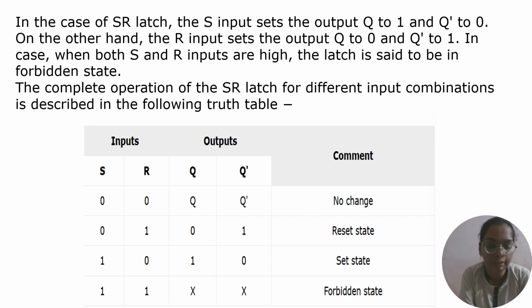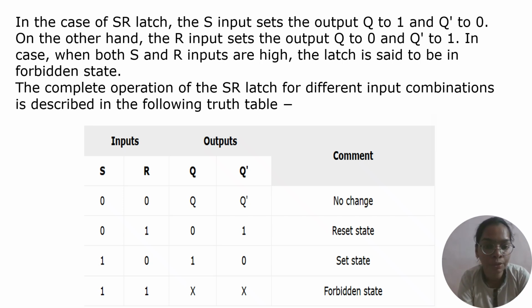In the case of the SR latch, the S input sets the output Q to 1 and Q bar to 0. On the other hand, the R input sets the output Q to 0 and Q bar to 1. In the case when both S and R inputs are high, the latch is said to be in the forbidden state. The complete operation of the SR latch for different input combinations is described in the following truth table.